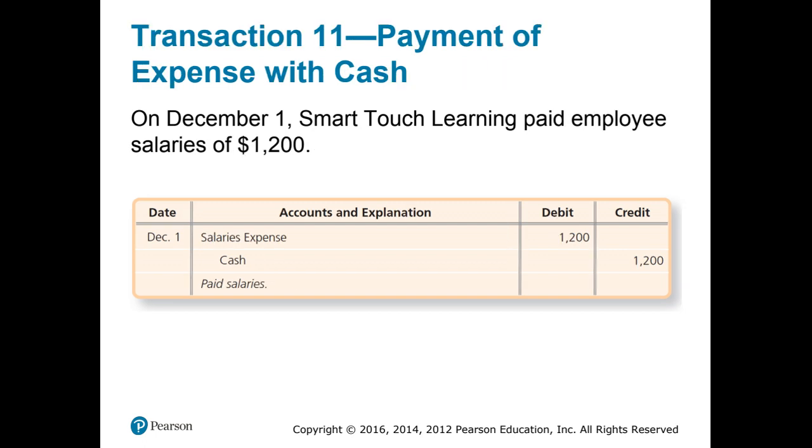On December 1st, we paid employee salaries of $1,200. So we're going to debit our salaries expense, and we're going to credit our cash account. And then the note is just that we paid salaries.